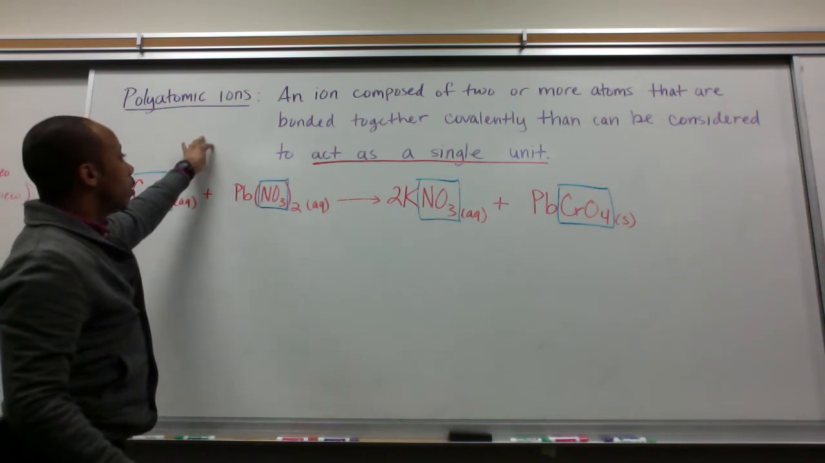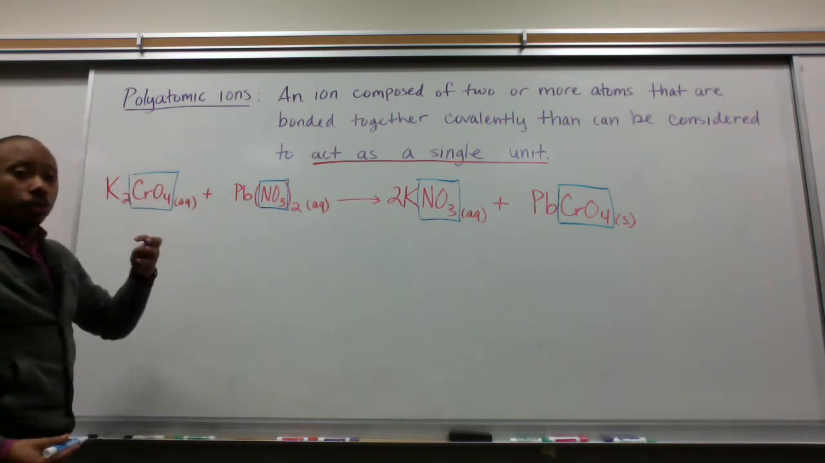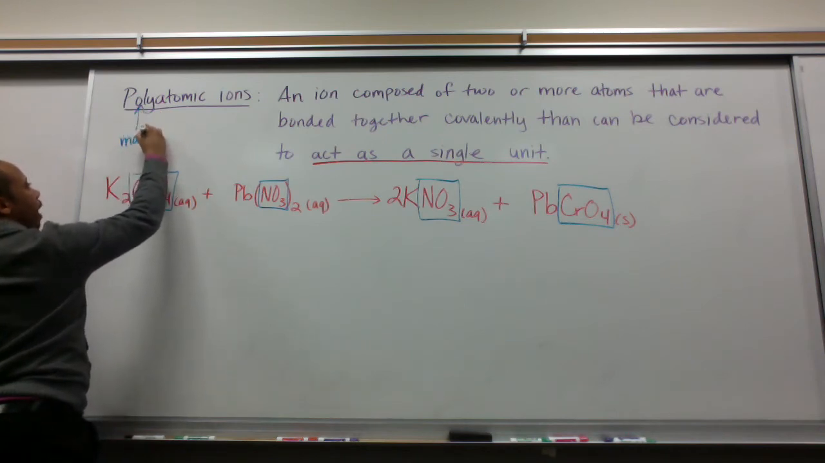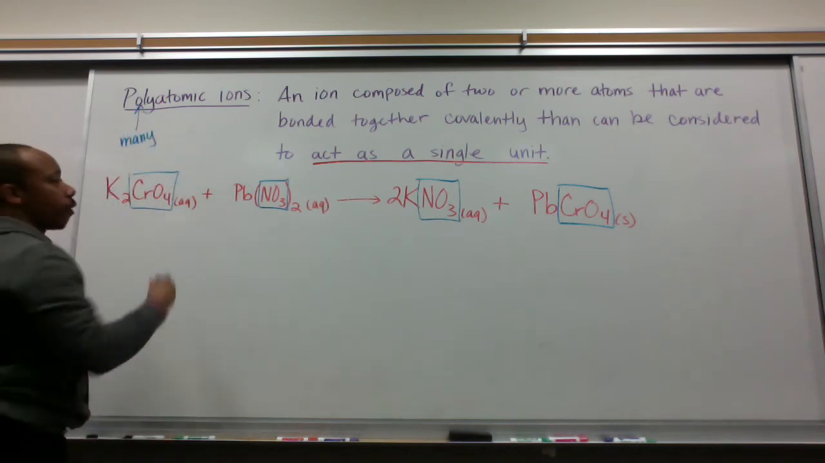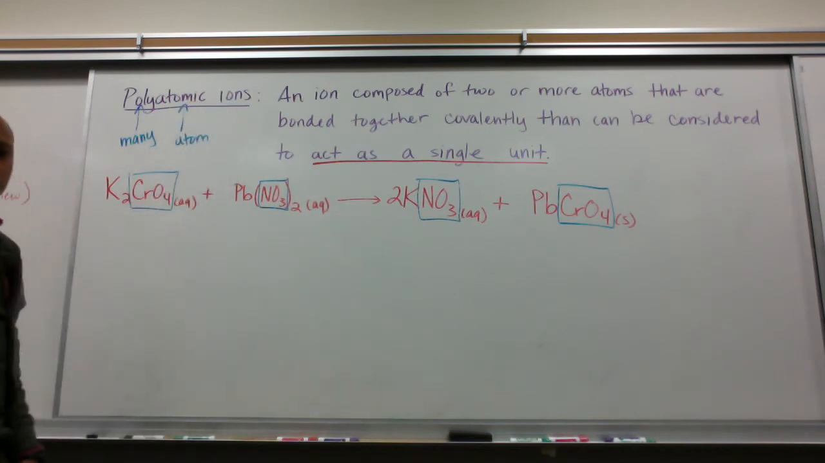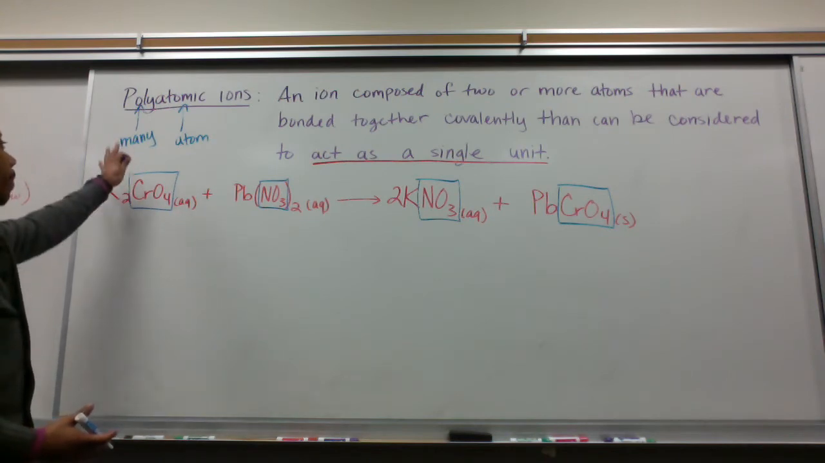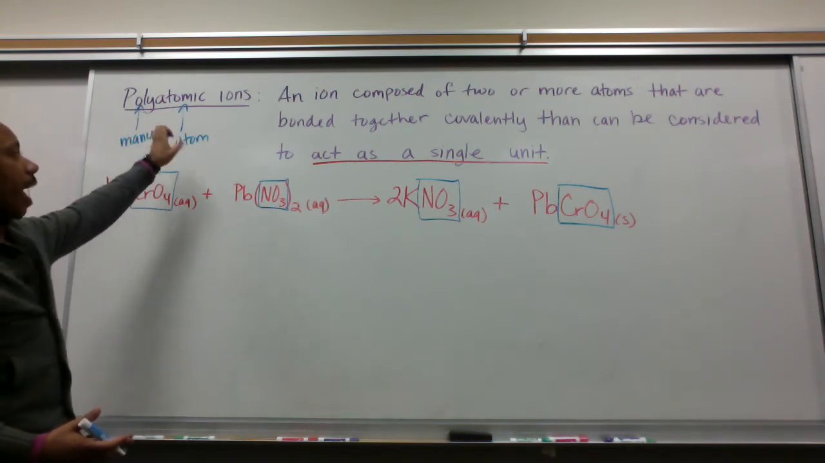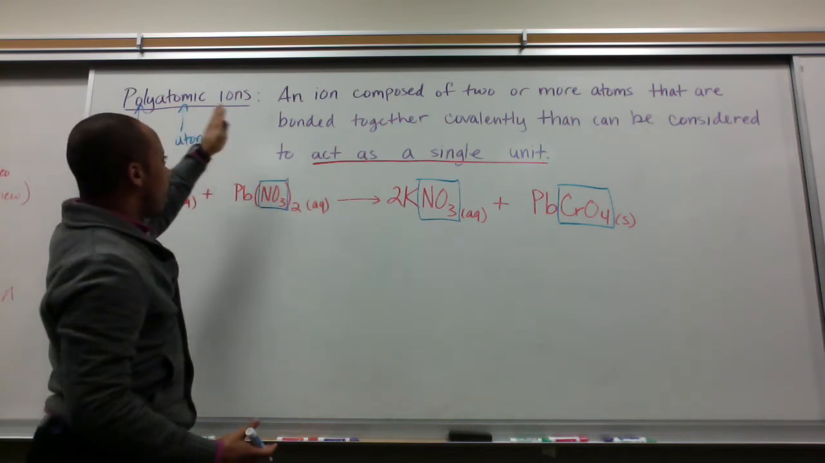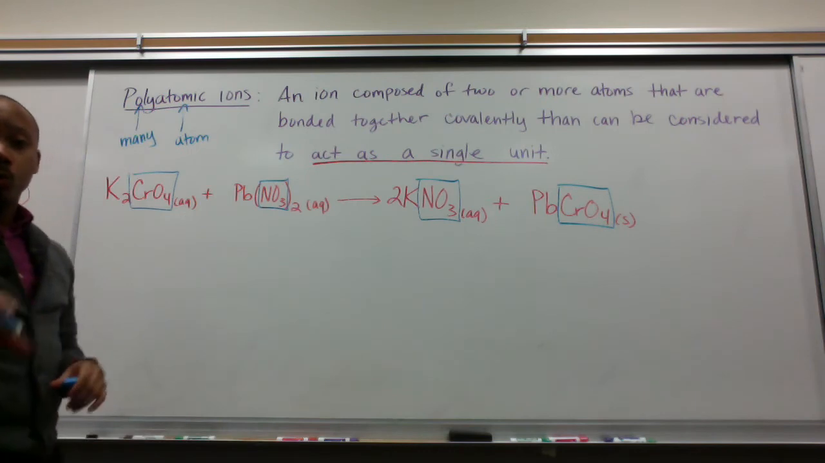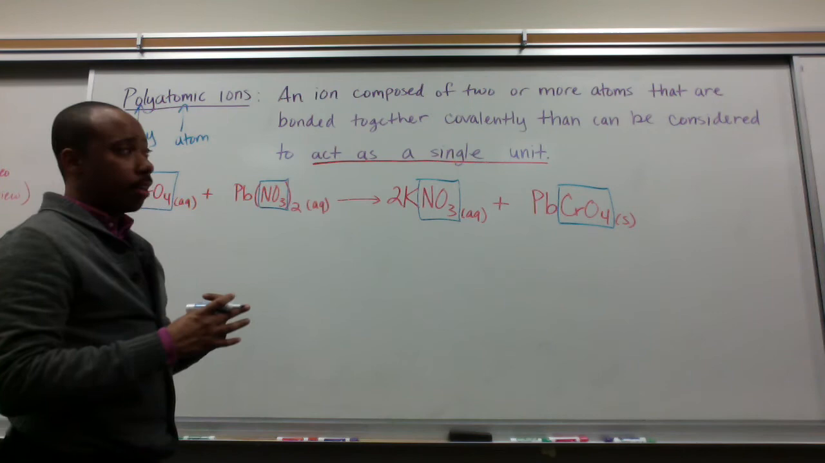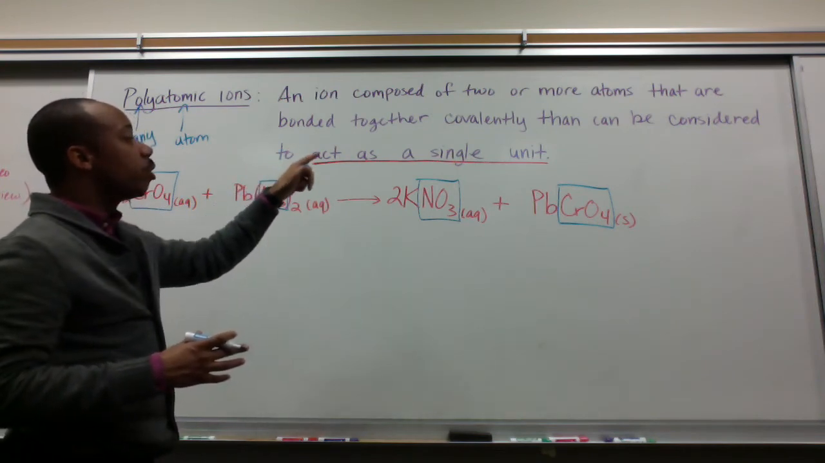Polyatomic ions can be broken down in this way. Poly means more than one, or in most cases we say many. Atomic is referring to the atom, and we know what ions are, charged atoms. So these are many atoms that act as an ion. Further explanation is this: a polyatomic ion is an ion composed of two or more atoms that are bonded together covalently that can be considered to act as a single unit.